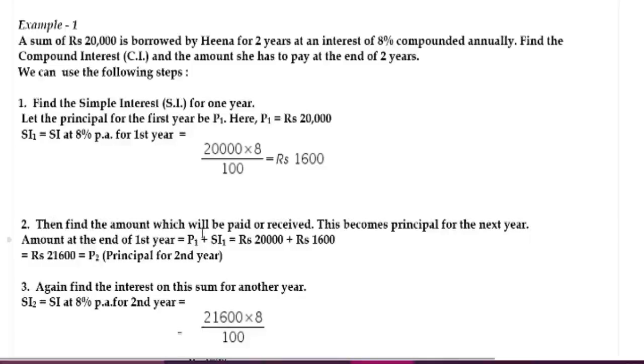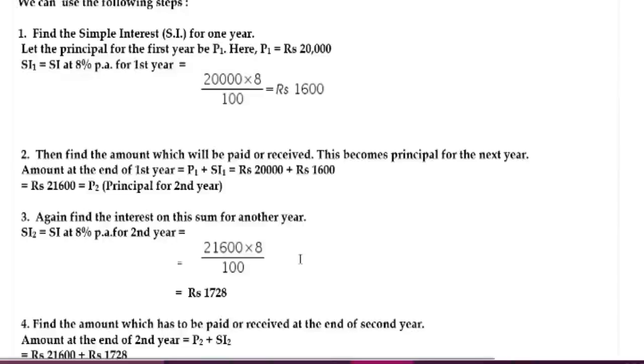And the second step, find the amount which will be paid or received. This becomes the principal for the next year. So the amount at the end of the first year becomes P1 plus the simple interest for the first year. That means the total amount at the end of the first year becomes 20,000 plus 1,600, so at the end of the first year we have 21,600 rupees as the principal. Now again we find the interest for this sum for the second year. So the interest for the second year is equal to SI at 8% per annum for the second year, that is 21,600 into 8 divided by 100. Here remember we are calculating only for the second year, so the time becomes 1. Here you will get the interest, that is 1,728.